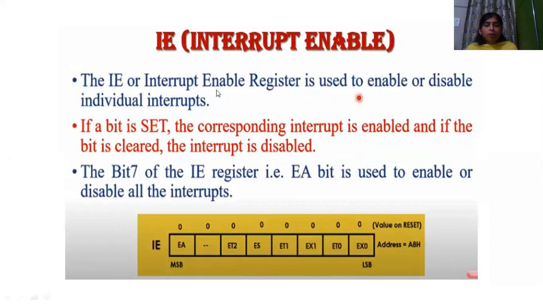The interrupt enable or IE register is used to enable or disable individual interrupts. If a bit is set, the interrupt is enabled, and if the bit is cleared, the interrupt is disabled. Bit 7 is the EA bit, used to enable or disable all the interrupts, and the address is A8H.